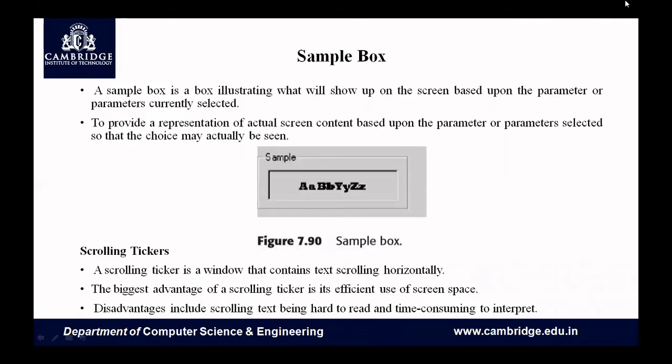Then, a sample box is a box which illustrates what will show up on the screen based on the parameters which are selected. On selecting something, it will be highlighted with a small box, which is called a sample box. It provides a representation of actual screen content based on the selected parameters. So the one which is selected will be highlighted, in a certain box size. That is the sample box. As in the figure, once you click on that particular item, the sample box will be shown with that particular message.